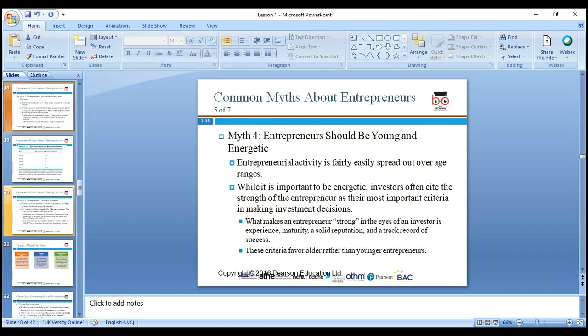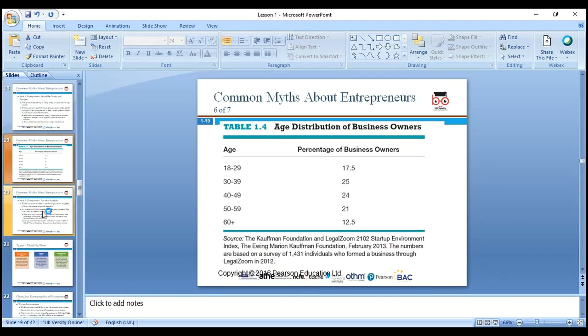Fourth, entrepreneurs should be young and energetic. Can only the young be entrepreneurs? Can only the young be really successful business people? No, it's not so. Different people have different thoughts, and different research has been conducted, which we can explore. The most important criterion in making the investment decision is the strength of the entrepreneur. What makes the entrepreneur strong in the eyes of an investor is experience, maturity, solid reputation, and a track record of success. All this we need to look at to become a successful entrepreneur.